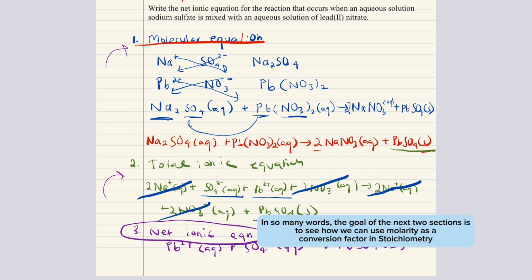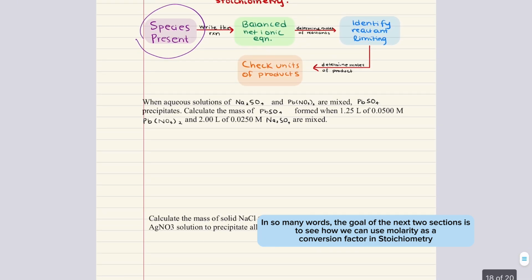Now, thankfully, we just did that in a previous problem, so we know what the net ionic equation is. The second step is to write that balanced net ionic equation, since we thought through what species are present, what dissociates, and what cancels out. It's just going to be Pb2+ aqueous, just like we saw previously, plus SO4 2- aqueous. That gives us solid PbSO4.